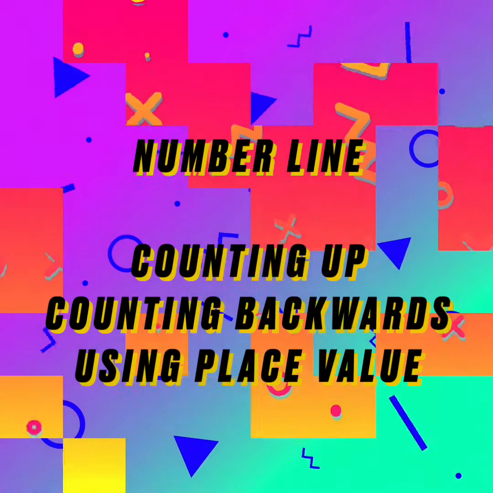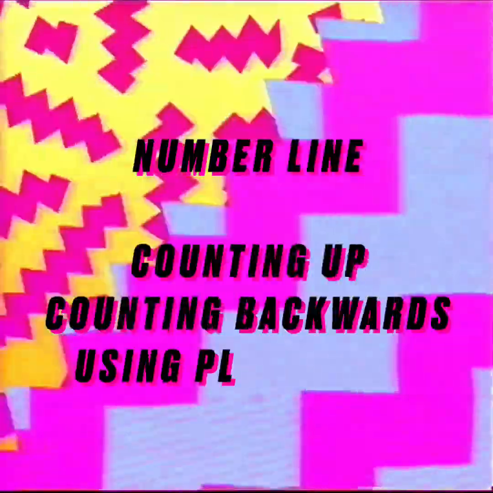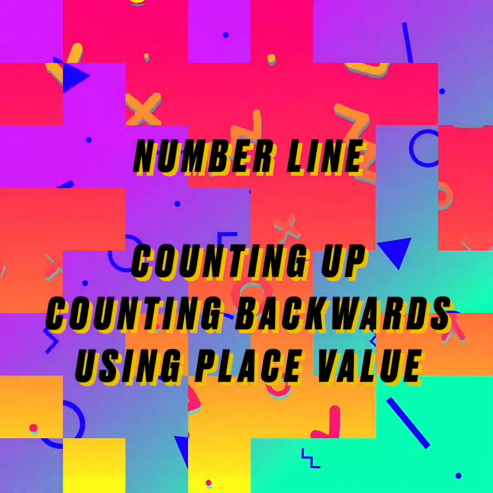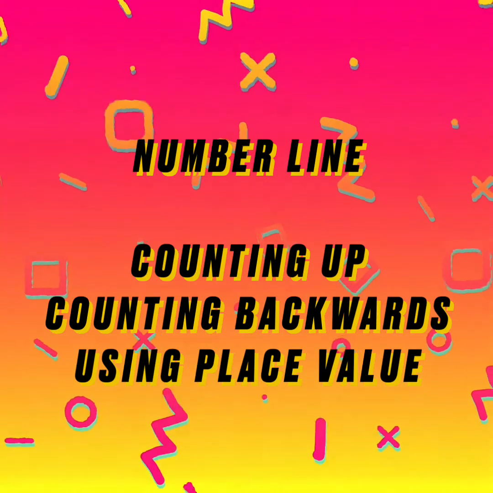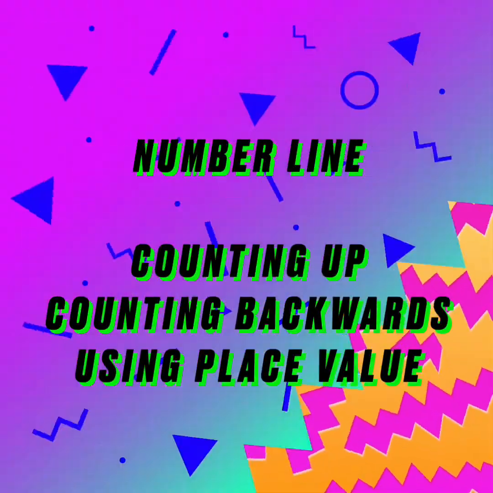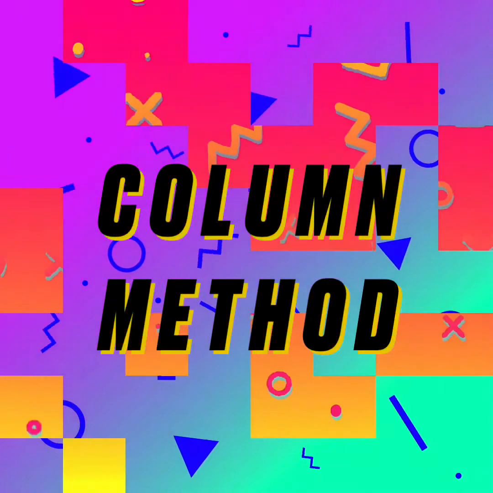There are lots of different ways we can find the answer to this number sentence. We could use a number line to find the difference. We could count up from 54 to 78. We could count backwards from 78 to 54. Or we could use our place value to know that 7 tens take away 5 tens and 8 ones take away 4 ones. But today we're going to learn how to solve this number sentence using the column method.